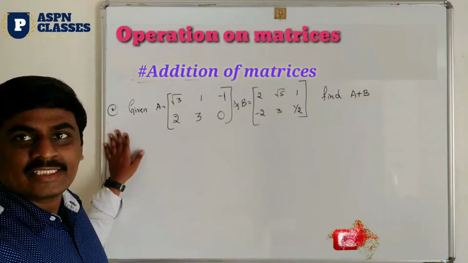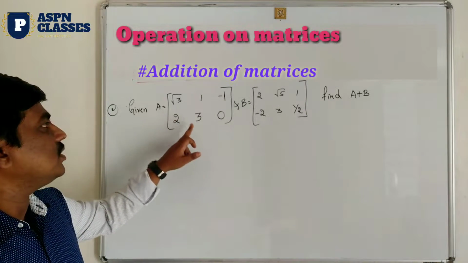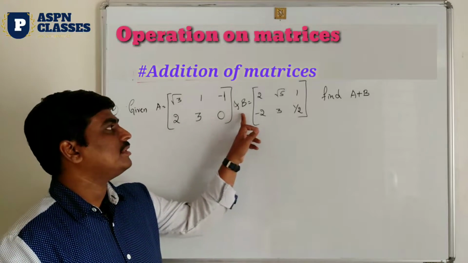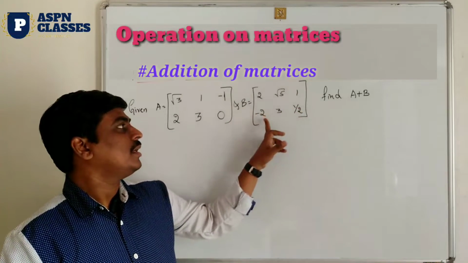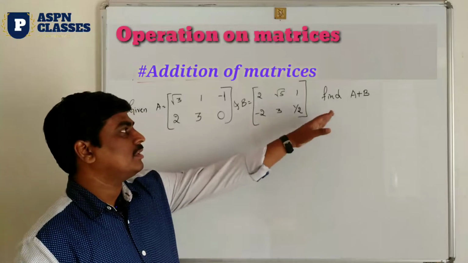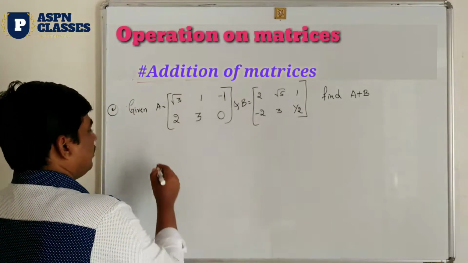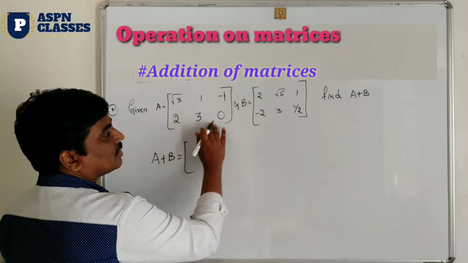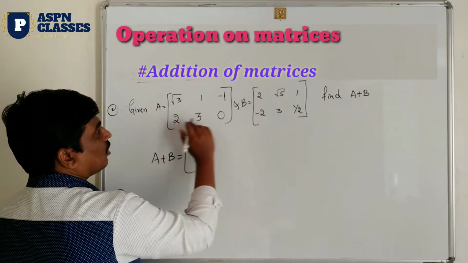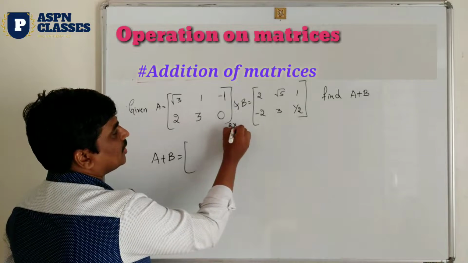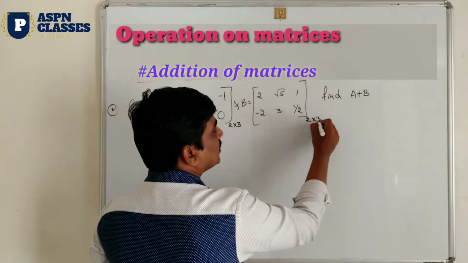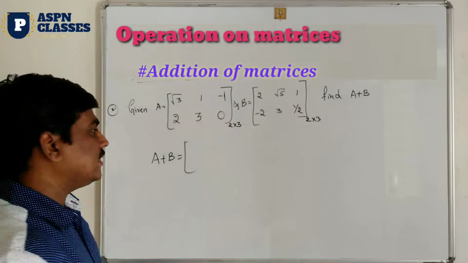Second example. Given A is equal to the matrix root 3, 1, minus 1, 2, 3, 0, and B is equal to 2, root 5, 1, minus 2, 3, 1 by 2. Then find A plus B. First you check that both matrix orders are the same. How many rows are there? 2 rows. How many columns are there? 3 columns. And here also 2 rows and 3 columns. Then easily you can add these two matrices.